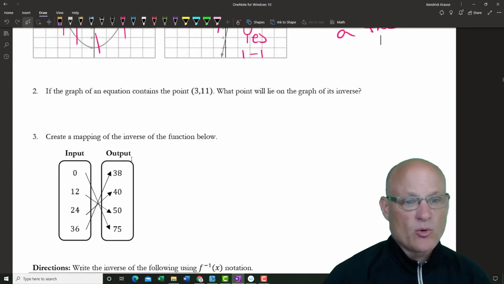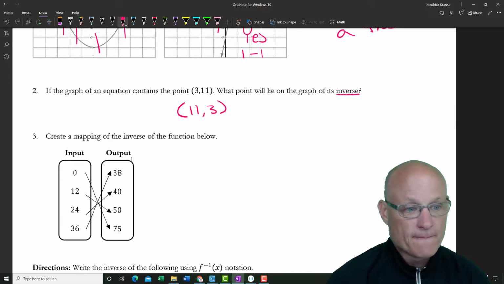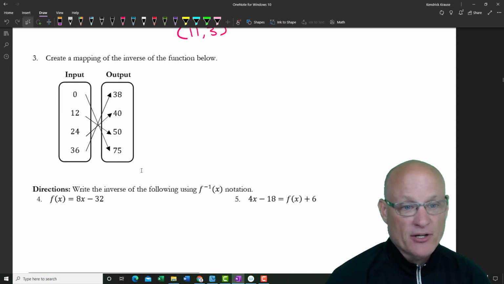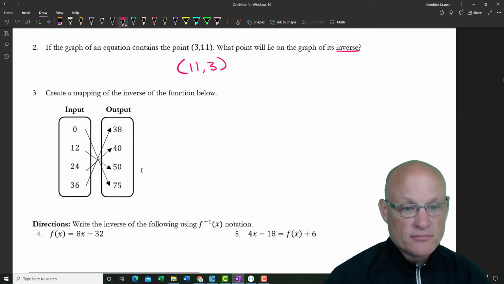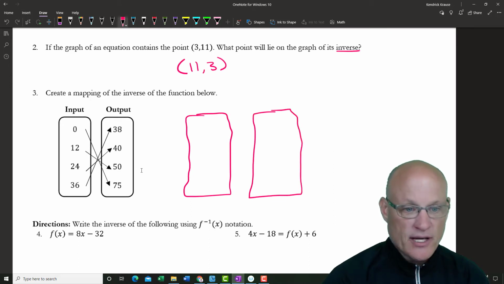If the graph of the equation contains the point (3, 11), what point will lie on the graph of its inverse? Well, remember, for inverses, we just switch x and y. Create a mapping function for the inverse. Remember, mapping functions for inverses are simply switching the x and y.